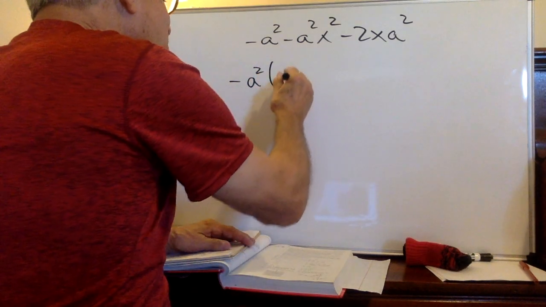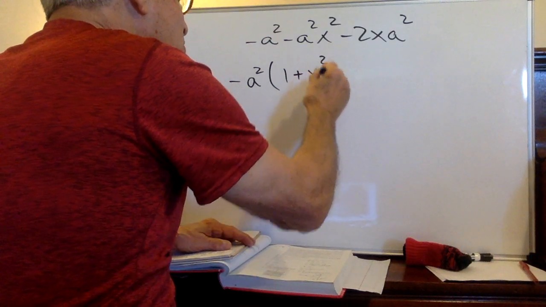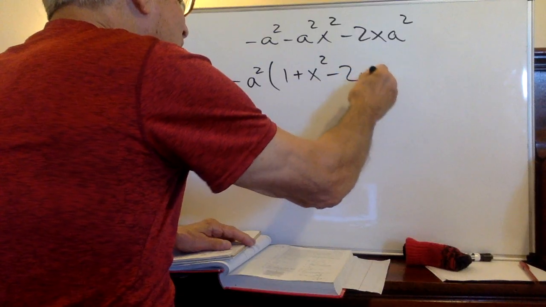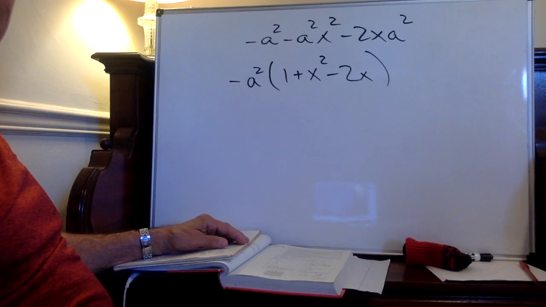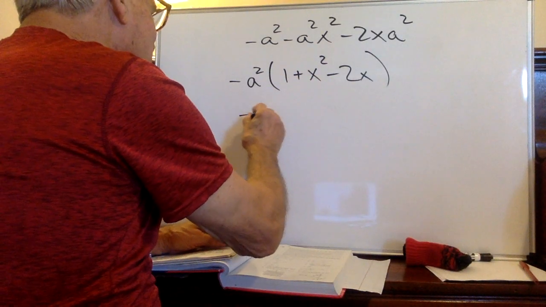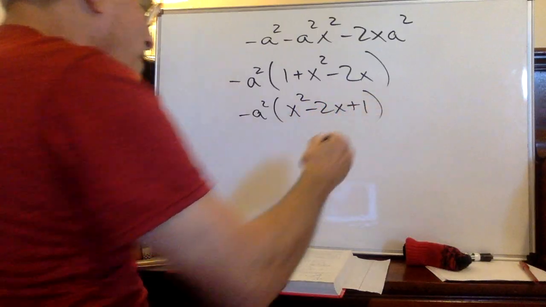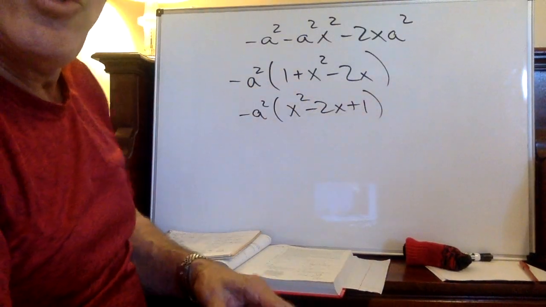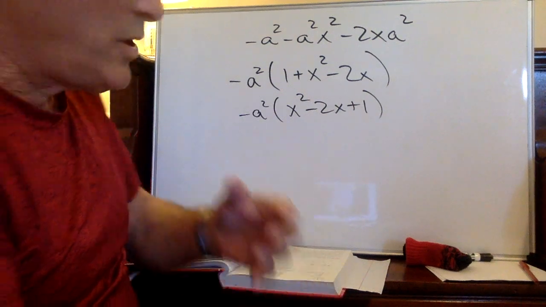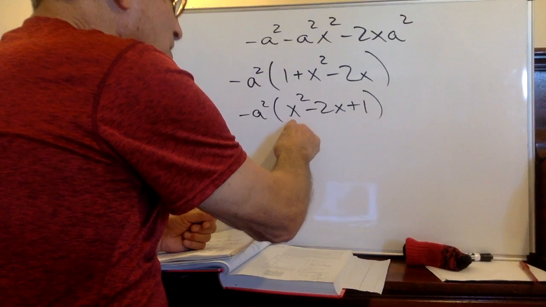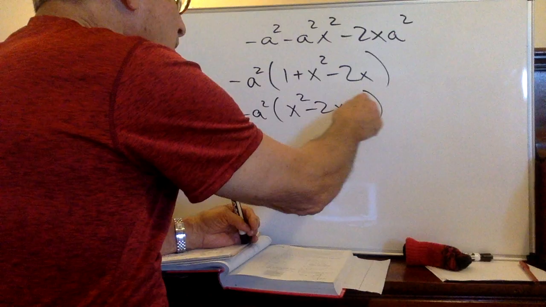And if I bring out a negative a squared, this becomes 1 plus x squared minus 2x. And then rearrange your terms: minus a squared times x squared minus 2x plus 1. When you're trying to factor a trinomial, it's generally easier if you have the variable in descending order of the power. 2, 1, gone.